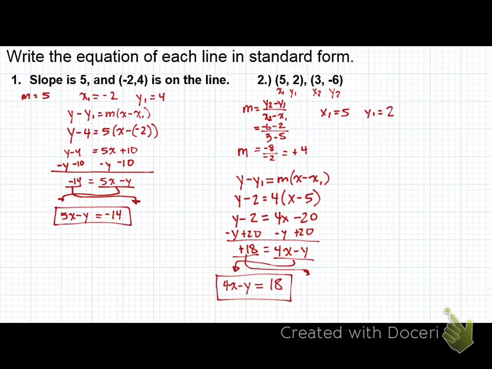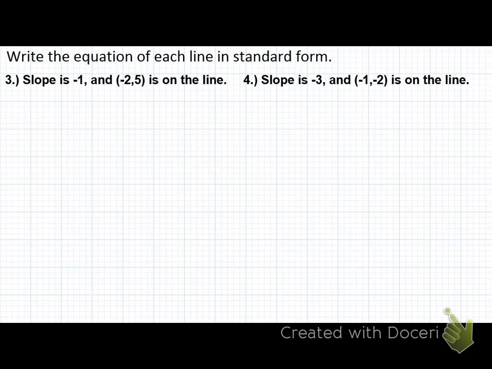All right, let's do a couple more here. I think we can get through this. Let's go to number 3, okay? Let's write down number 3, please, in your notes. Number 3, we'll do this one together. So we got slope is negative 1 and negative 2, 5 is on the line. So let's write this down.